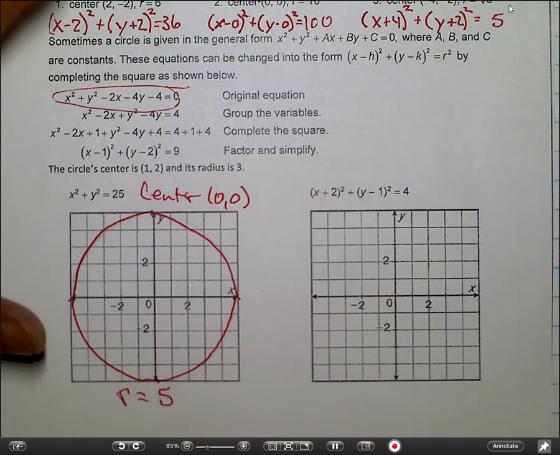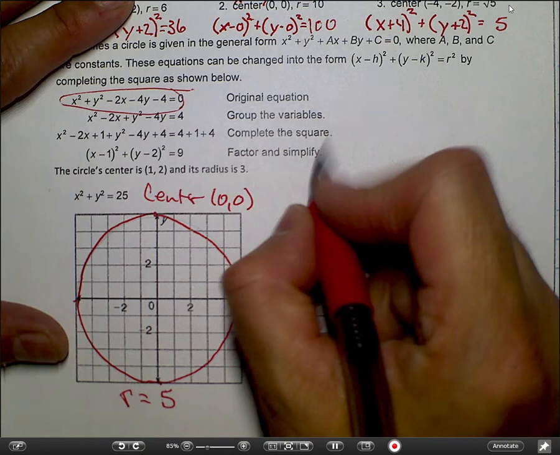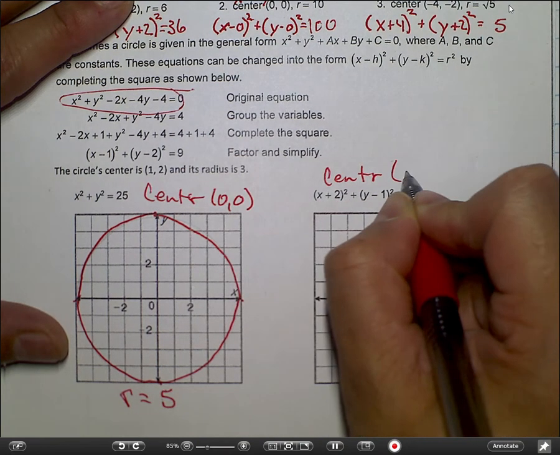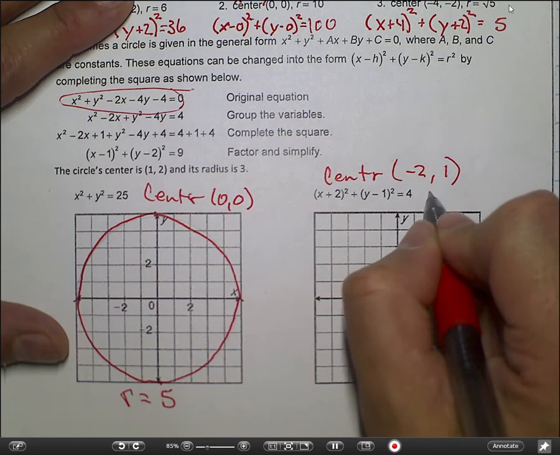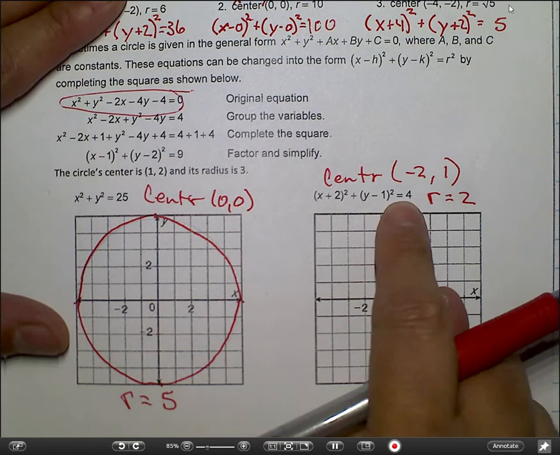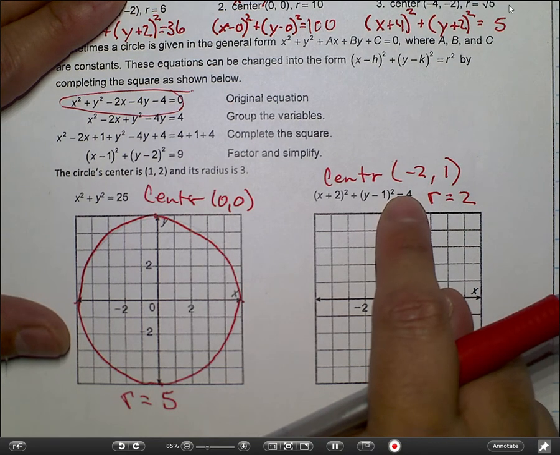All right, class. Where's my center? -2, +1. And my radius is 2, because you take this number and it's the square root of that number, right? This one just happened to have perfect squares.